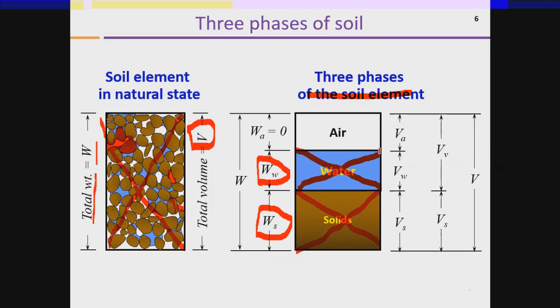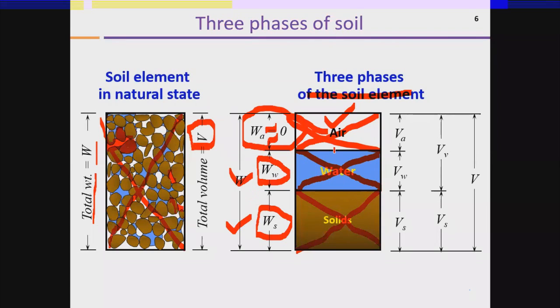And let's suppose if some of the voids will be filled with air, then this zone will be reserved for the air, and this weight will be categorized as the weight of air. Now as you know, the weight of air is much less, so we can approximate this as equal to 0. We will only take into account the weight of soil solids and the weight of water.